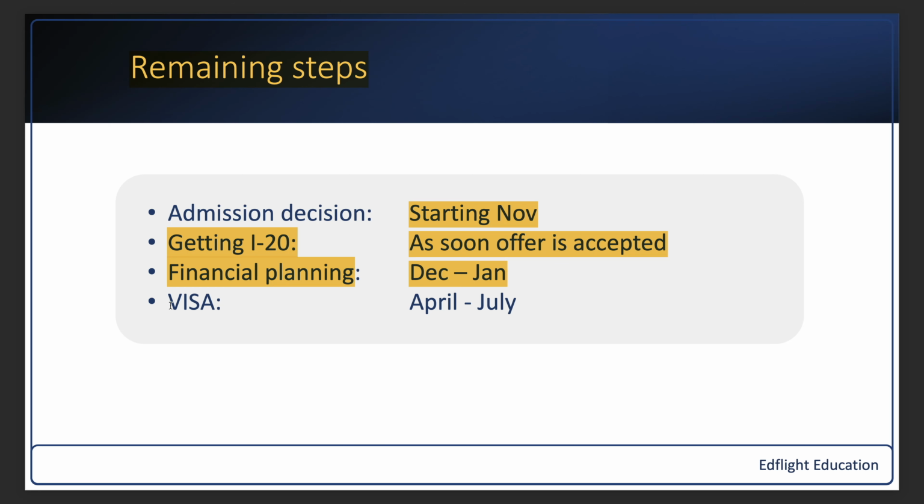And then finally, you also have to apply for the visa. As soon as you have the financial documents ready, you have the money available in your account or whatever your plan is, and you have the I-20 issued, then you can apply for the visa. And that typically should happen in the month of April to July.